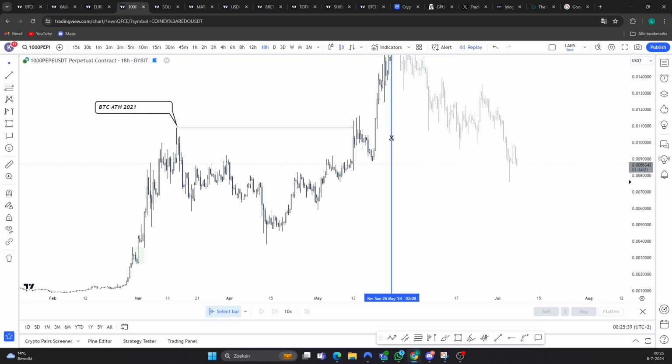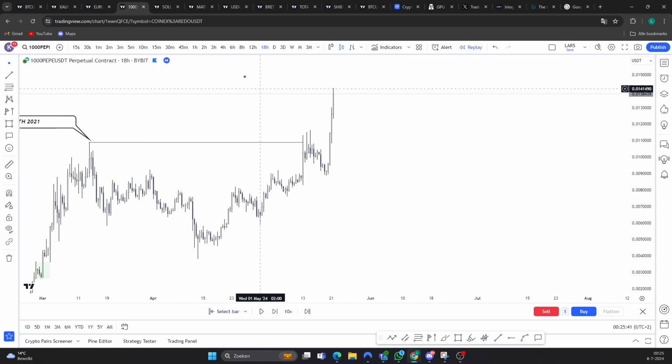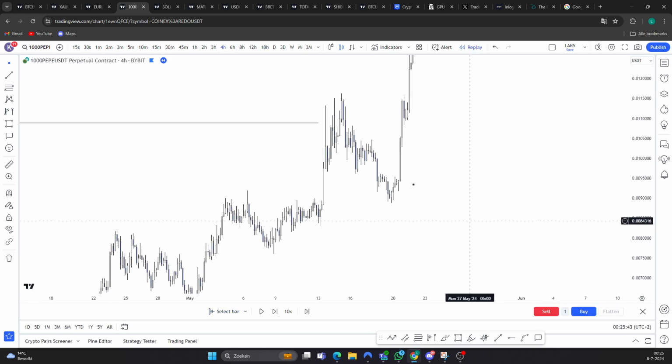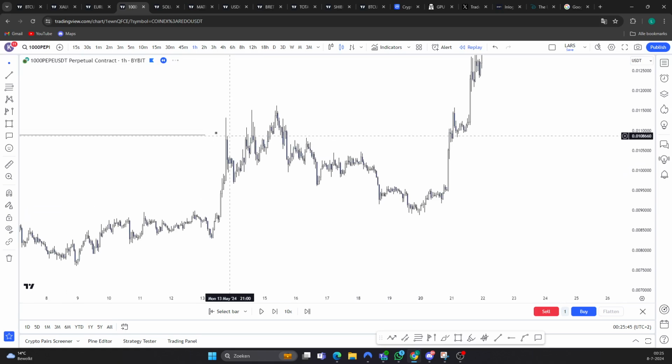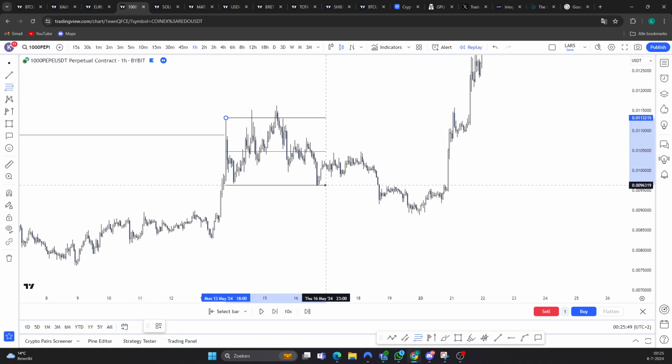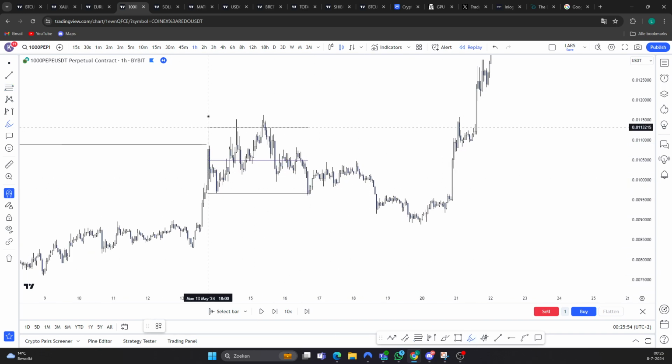Now, zooming in on this range, there's one big difference, and that's where this range had a proper distribution, okay? This range had a proper distribution where you had the 1 tap, you had the 2 tap, you had the 3 tap.